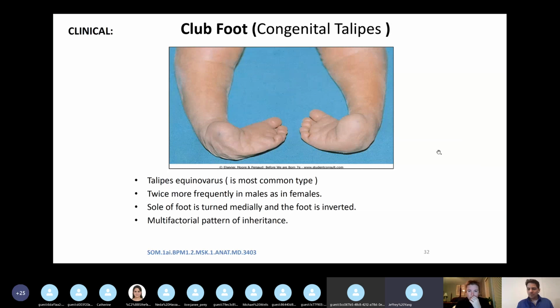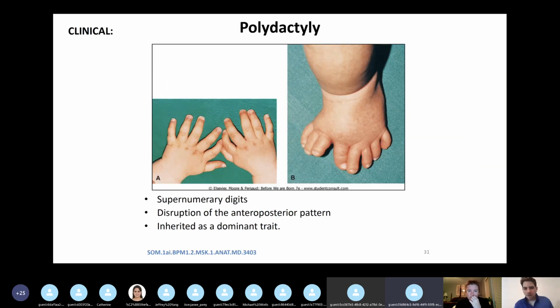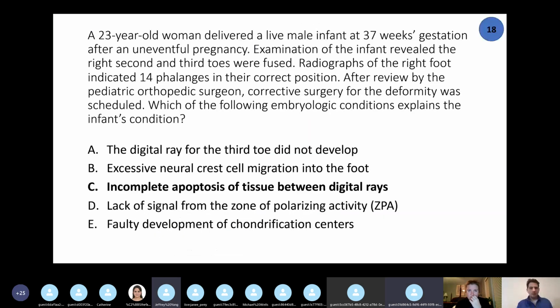Can I ask a question real quick? Didn't the question say there were 14 digits? Oh, good point. 14 phalanges. How many should you have? Oh, so you're saying 20, not 10. I was thinking just one body part. Yeah, right. No, because they're combined, right? So you had to count them both. Yeah, so this is an osseous formation. Yeah, I see what you're saying. But yeah, they're talking about when you separate them.